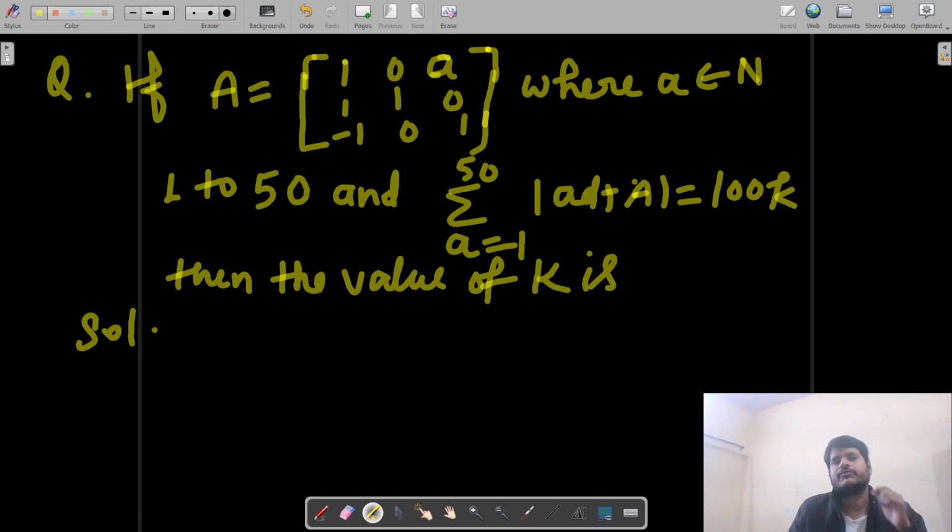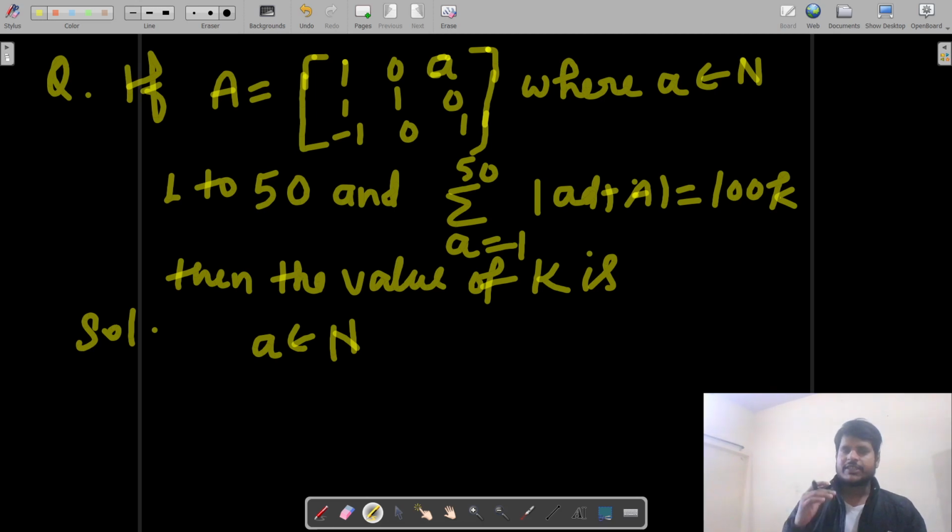Now here we have capital A, the matrix. The order of the matrix is 3 cross 3, that is a square matrix. Here in matrix capital A, we introduce small a, which belongs to N. What is small a? That is a natural number. Natural number means, you know what natural numbers are, right?